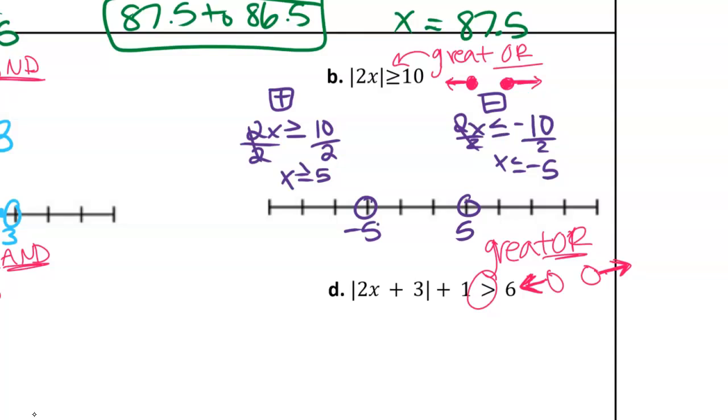So we have great or. Let's think about the inequalities. It says x is greater than or equal to 5. So I'm going to shade everything to the right, everything greater than 5. And we're going to shade everything less than 5. It also says anything equal to 5 and anything equal to -5. So we shade in those circles. Any questions so far?